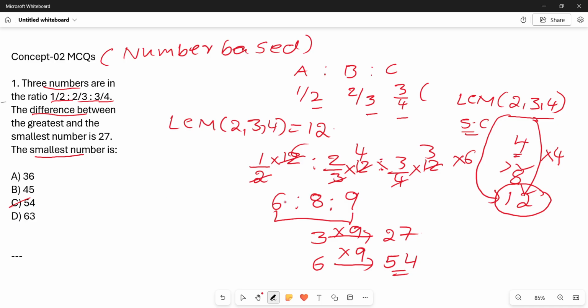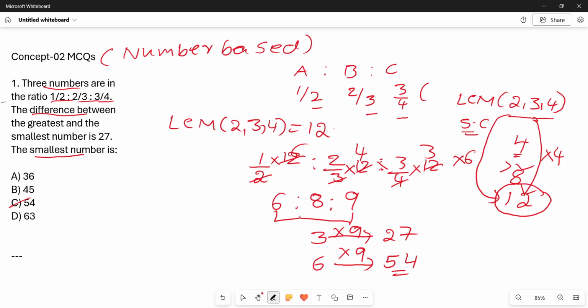So this is the way to find the smallest number. First we have to look at the ratio. It is in fraction form. You should convert it into normal numbers by doing LCM. After getting the LCM, multiply the LCM with the given ratio. You will get the new ratio.